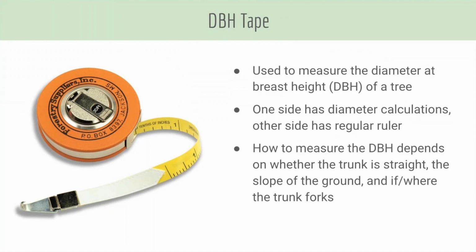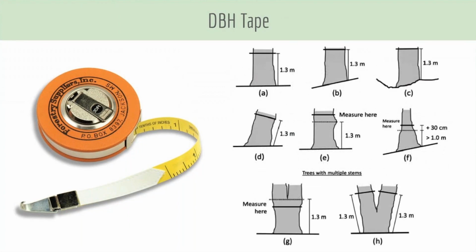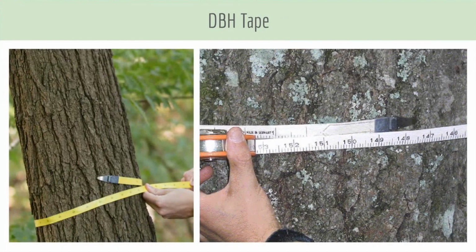One side of the DBH tape will have the diameter calculations, while the other side will have a regular ruler. How you measure the DBH will really depend on the tree, whether the trunk is straight, the slope of the ground, and if or where the trunk forks. This handy diagram here illustrates the different methods you'll need to use in order to measure the DBH. So say you're going to measure this tree in front of you now.